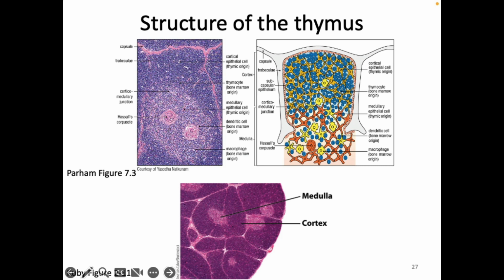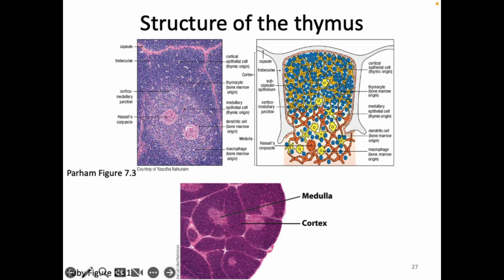You can see the structure of the thymus here. What you can notice is that the thymus is divided into two really big areas. One of those areas is called the medulla, and one of those areas is called the cortex. And they are easily visible as different under a microscope.